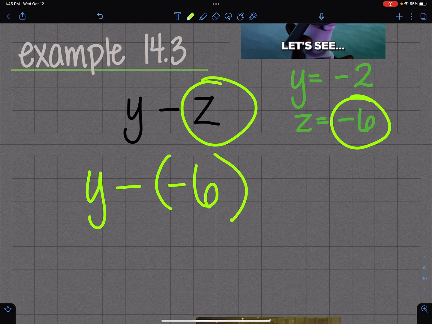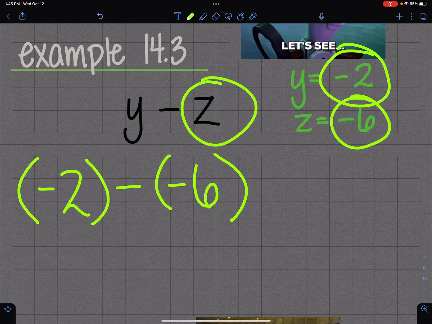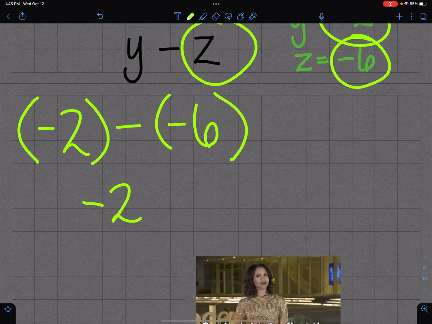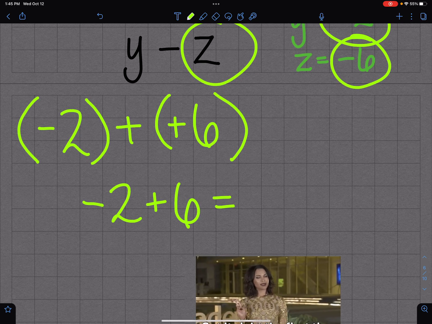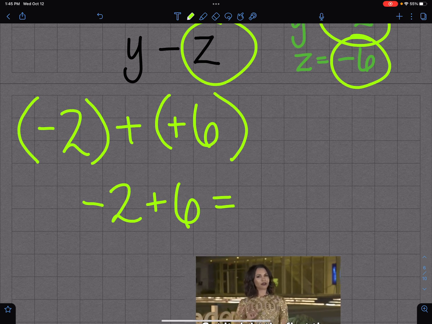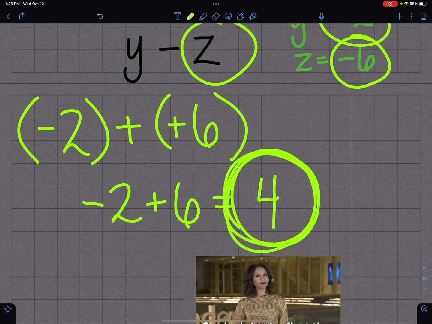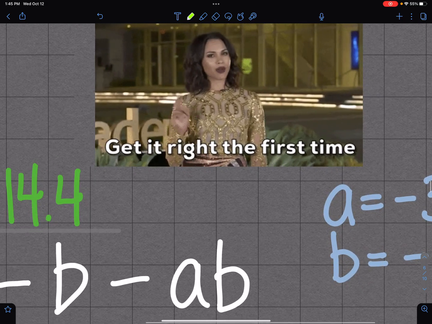Oh, I forgot to plug in the y. The y is going to be a negative 2. So I'm going to erase this and put negative 2. Sometimes it helps me to do parentheses like that, because then I can cancel out some of those negatives. So I have negative 2 plus a positive 6. And then I kind of just think, well, this is the same as 6 minus 2, which is 4. Okay? Don't let them trick you. That's how they're going to get you. You get it right, and you get it right the first time.